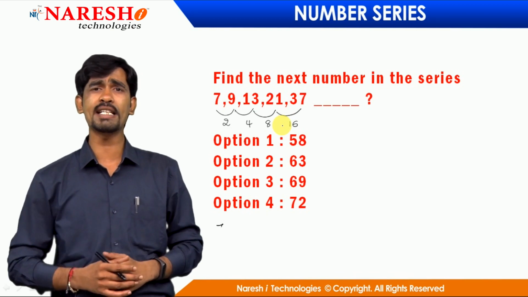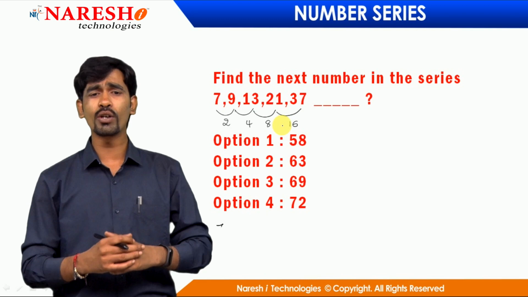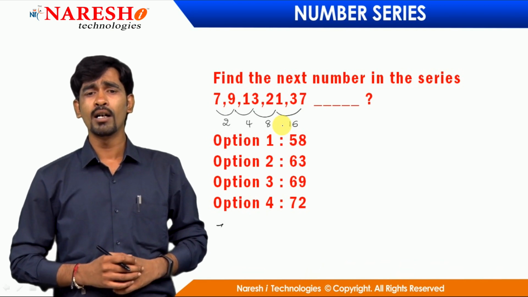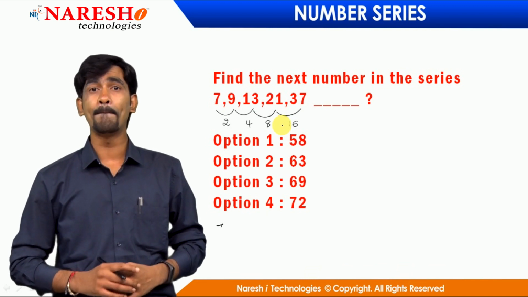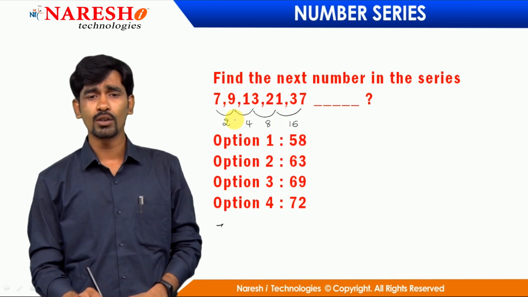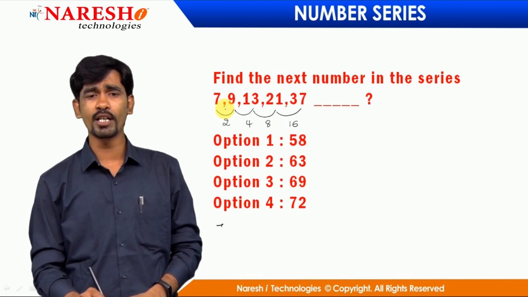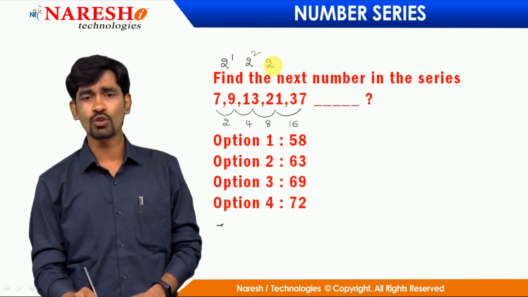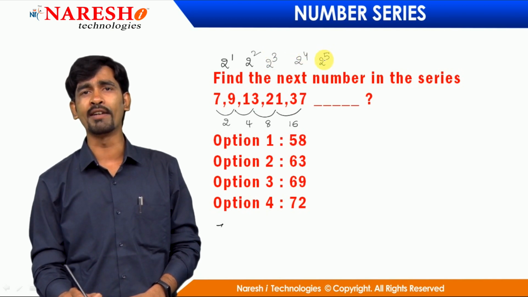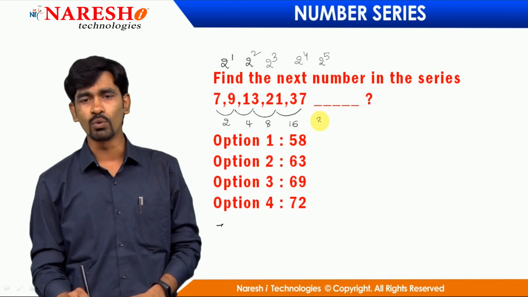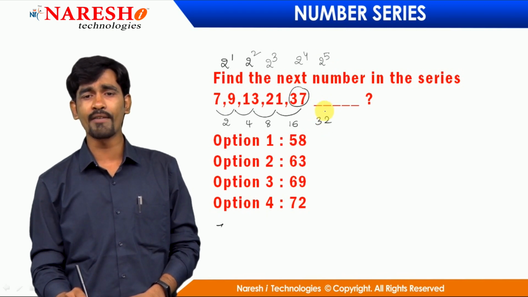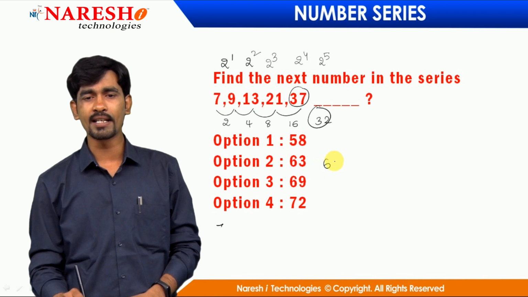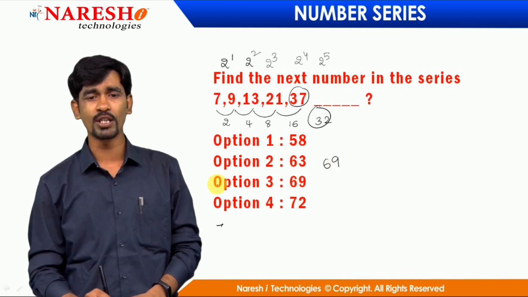We need to find the next term in the given sequence. You can observe that these are not even numbers, these are powers of 2. The differences are 2 power 1, 2 power 2, 2 power 3, 2 power 4, and the next one should maintain a difference of 2 power 5. What is 2 power 5? That is 32. So the answer must be 37 plus 32, which gives 69. Make your answer choice as option 3.